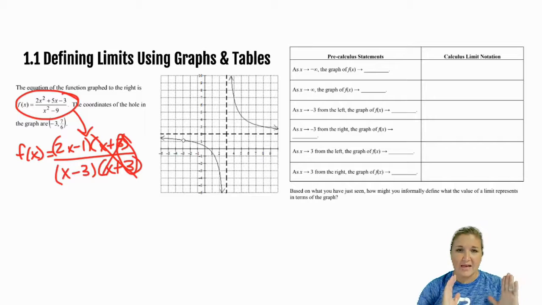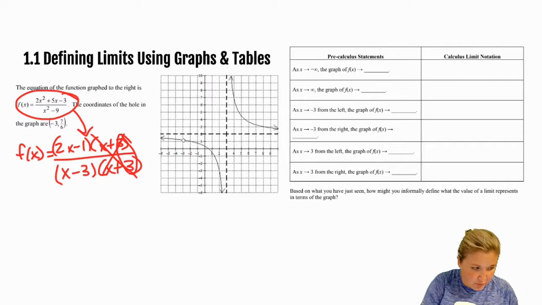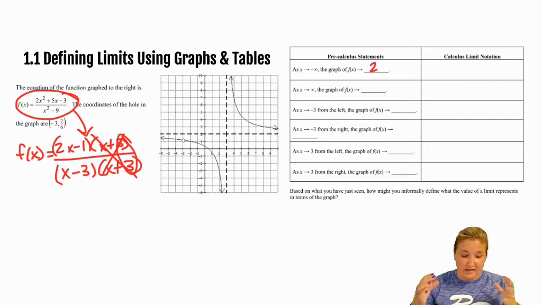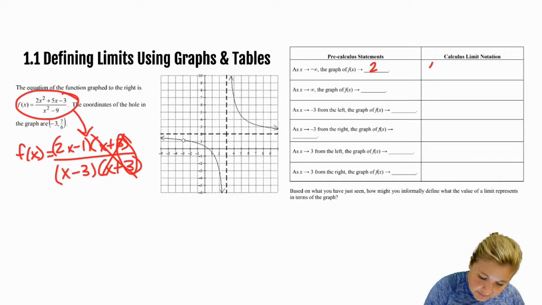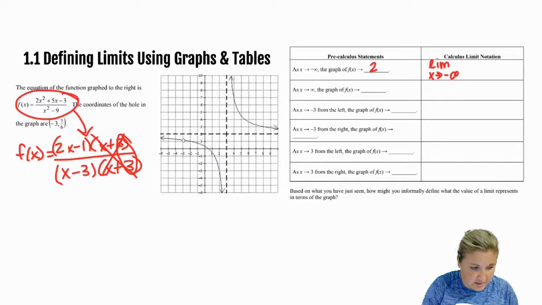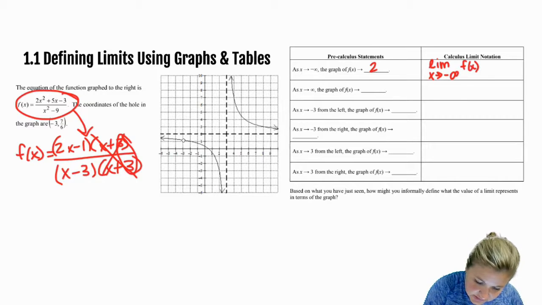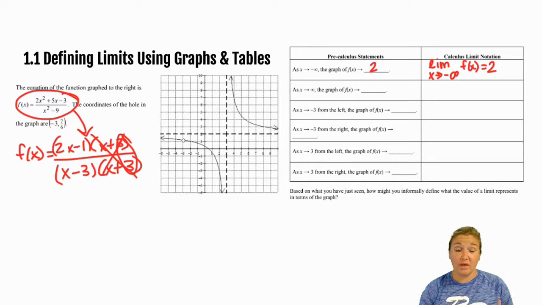Here's a pre-cal statement. As x approaches negative infinity, so some sort of beginning behavior, the graph of f of x is actually going to be approaching 2. So how we say that in calculus is that we would say the limit as x approaches negative infinity of f of x is equal to 2. Okay, so that's how we would say that. So what we're saying is that as the x values get larger and larger in the negative direction, then your graph is going to get closer and closer and closer, almost touching 2, never touching 2 because we have a horizontal asymptote there.